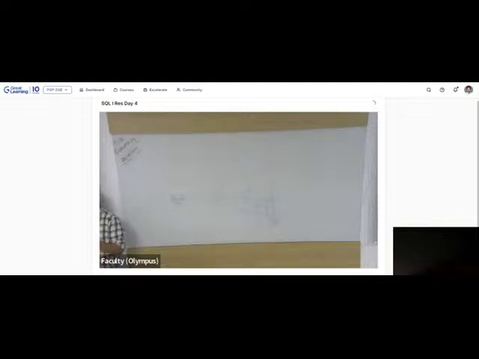And with the result of this table, what condition should I add here? What is the relationship between this order item and this orders? Which one? This ID is related to which key? Order ID. Okay. So this ID is related to this order ID here. So I will say on O dot ID is equal to OI dot order ID.